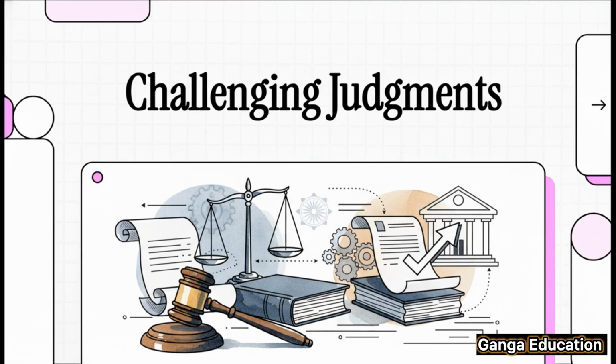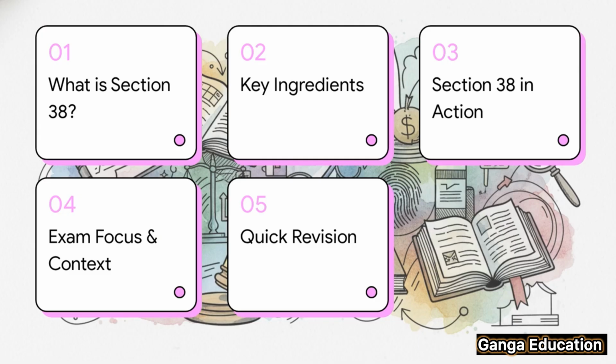In today's explainer, we're diving into a really critical safeguard in our justice system. We're talking about Section 38 of the Bharatiya Sakshya Adhiniyam 2023. This is the section that tells us exactly how and on what grounds a court's judgment can be challenged. So let's get right into it. So, what's our plan for today?